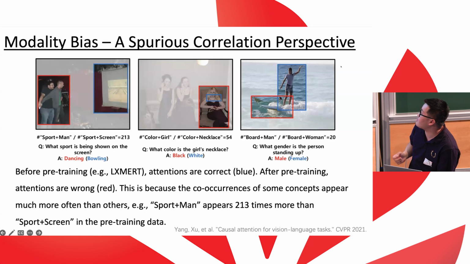This is a spurious correlation, right? Because this is due to the high co-occurrence in the pre-training data.